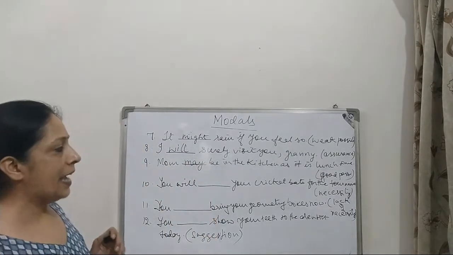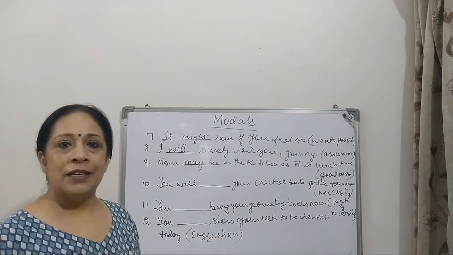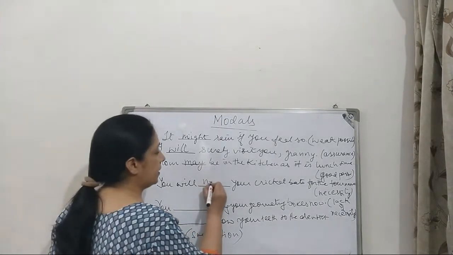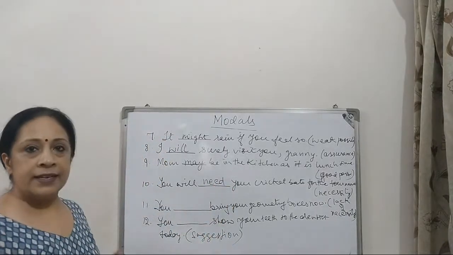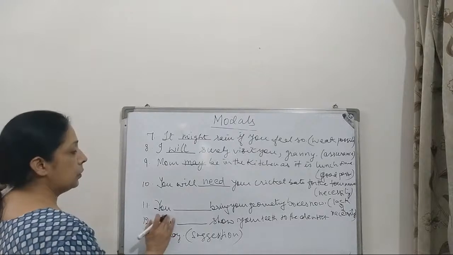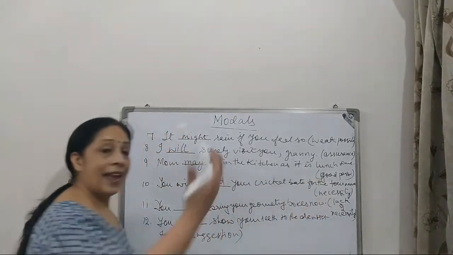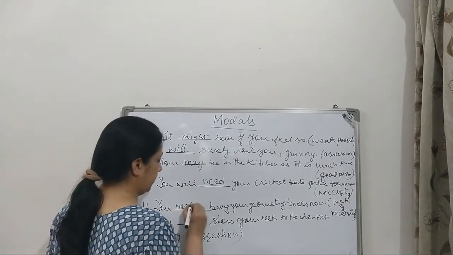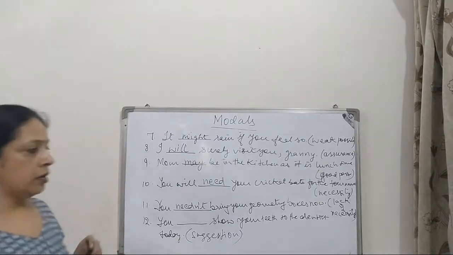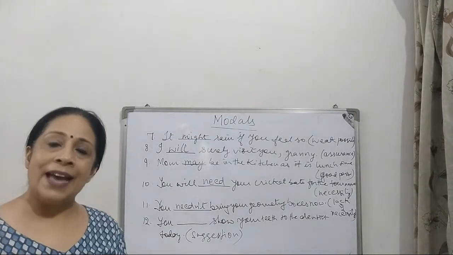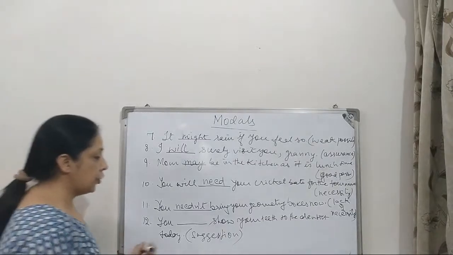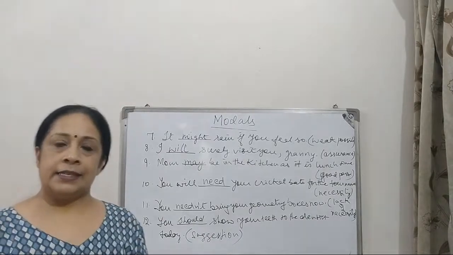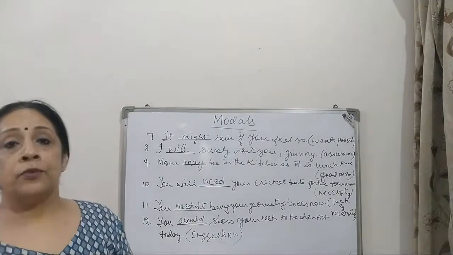All right. You dash your cricket bats. You will, yes, you will need, because there is a necessity, you need them for the tournament. You dash bring your geometry box now. Lack of necessity, you needn't. All right. You needn't bring your geometry boxes now. So this is lack of necessity. And last one, you should. Yes. All right. Go through them. Go through all of them.